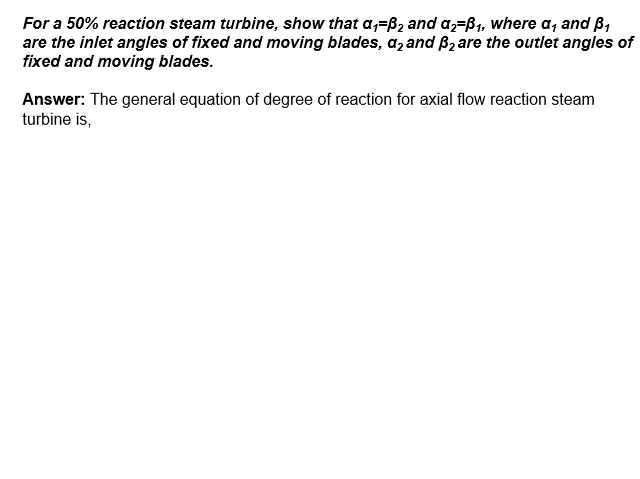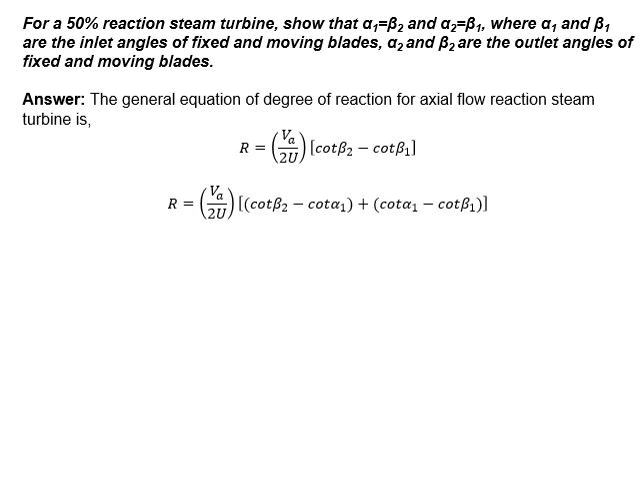The general equation of degree of reaction for an axial flow reaction turbine, which we already derived, is degree of reaction R is equal to V of A by 2U into cot beta 2 minus cot beta 1. So now R is equal to V of A by 2U. Here cot alpha 1 is added and subtracted: cot beta 2 minus cot alpha 1 plus cot alpha 1 minus cot beta 1.